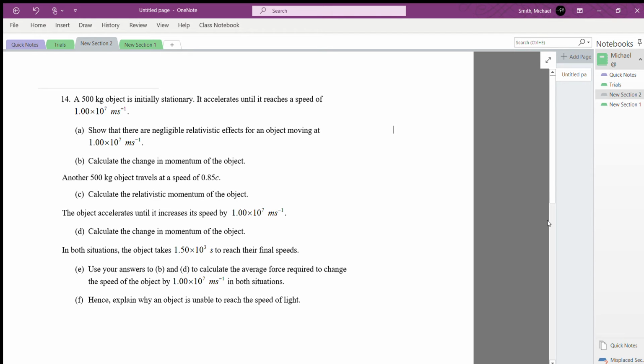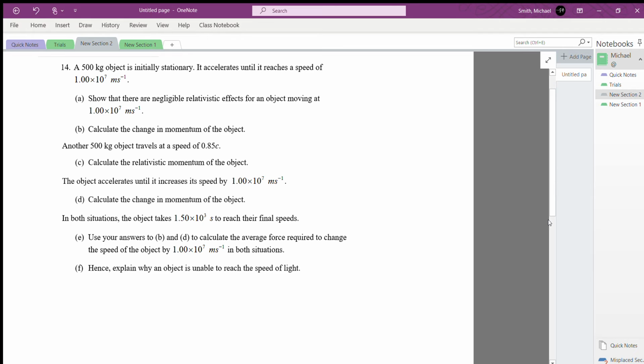This is question 14 from the SACE Stage 2 Physics course companion in section 1.4 Relativity. Here we have a 500 kilogram object that's initially stationary and accelerates until it reaches a speed of 1 times 10 to the power 7 meters per second. First, we need to show that there are negligible relativistic effects for an object moving at that speed.